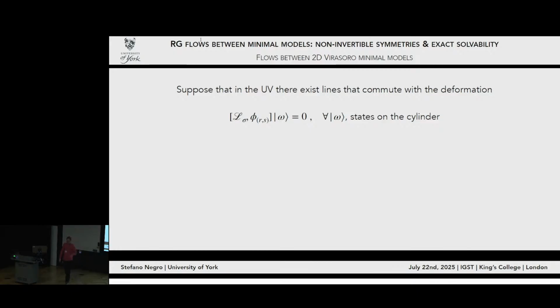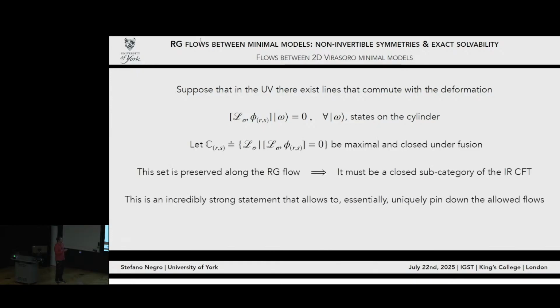Okay, now take the UV, and suppose that in the UV, we choose the deforming field so that there is a set of Verlinde lines that commute with it. So we just check which are the lines that commute with the flow. And suppose we find a bunch of them, and then we collect them into a maximal set of lines that is also closed under fusion. So it's a subcategory, okay?